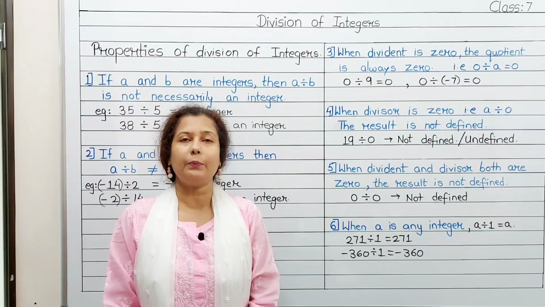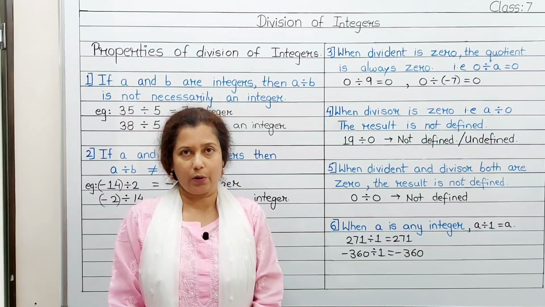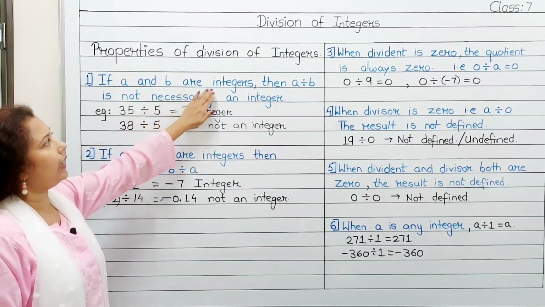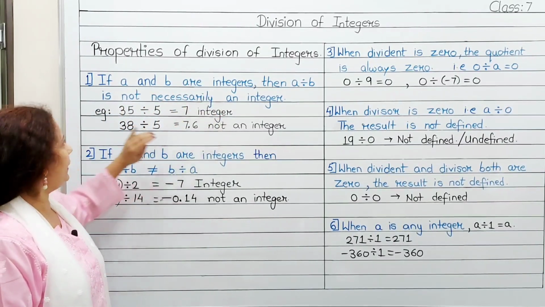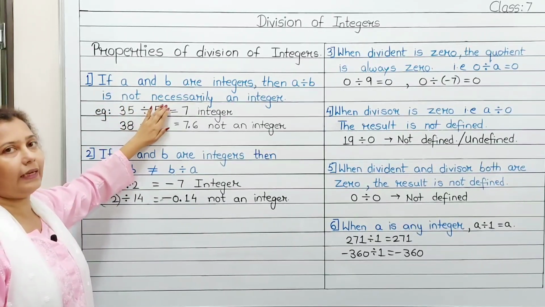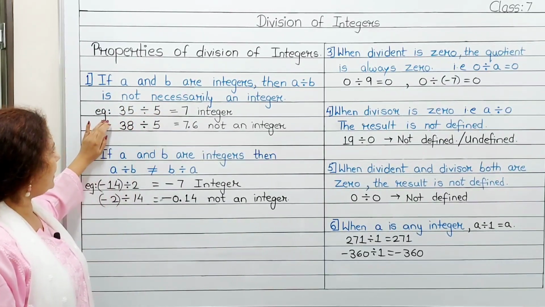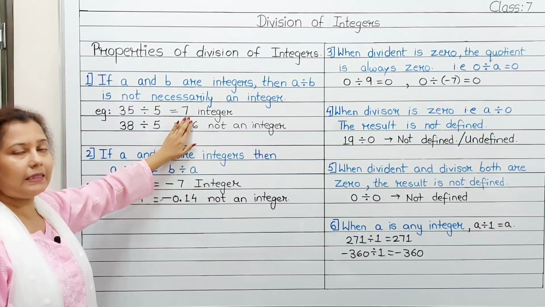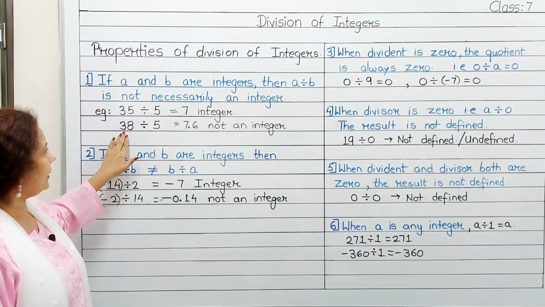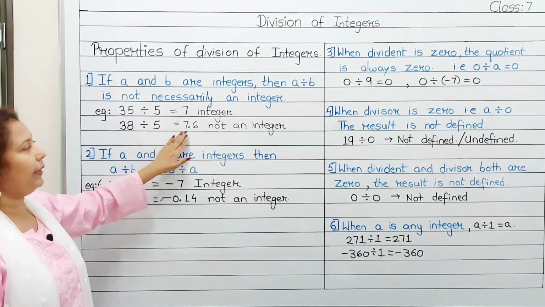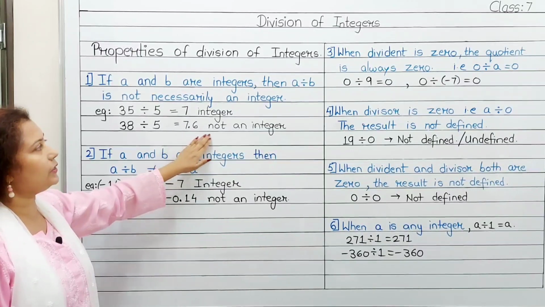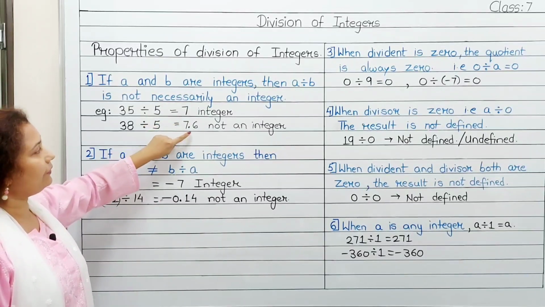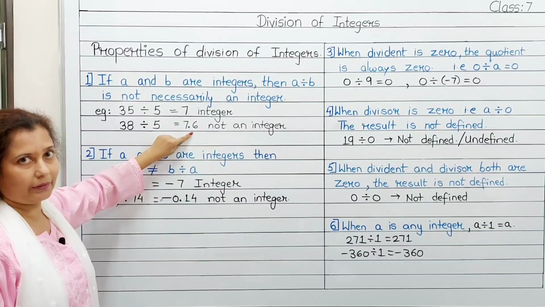Now I will explain some important properties of division of integers. First property is, if a and b are integers, then a divided by b is not necessarily an integer. For example, 35 divided by 5 is equal to 7 and this is an integer. Whereas 38 divided by 5, we get 7.6 and this is not an integer. Here 7 is a whole number and 7.6 is not a whole number.